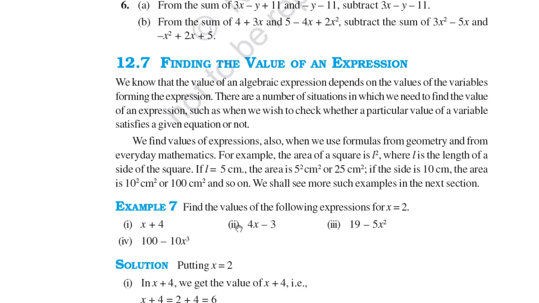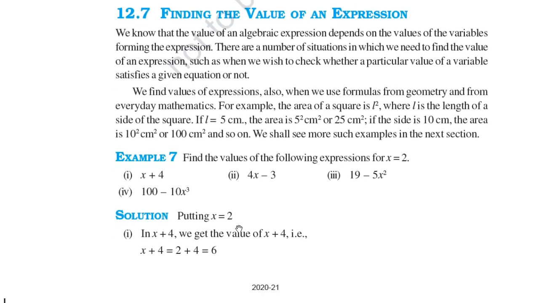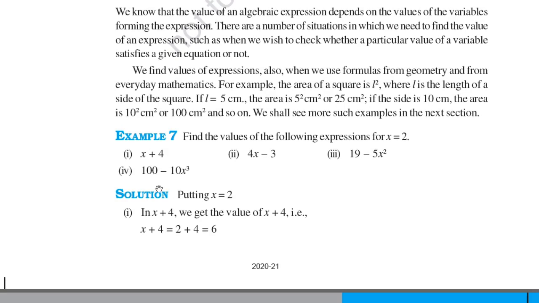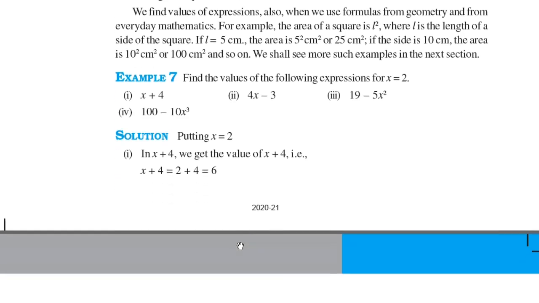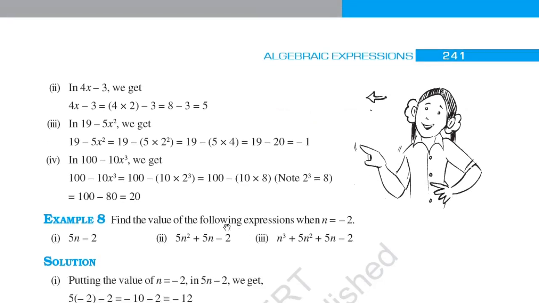For example number 7, there are 4 questions here. Find the value of the expression when x is equal to 2. So we'll put the value of x in these expressions. So x plus 4, we'll put the value of x as 2, so we'll get 6 as the answer. Second is 4x minus 3. You will put 2 in the place of x, so it will become 4 into 2 minus 3, it will become 8 minus 3 is equal to 5.